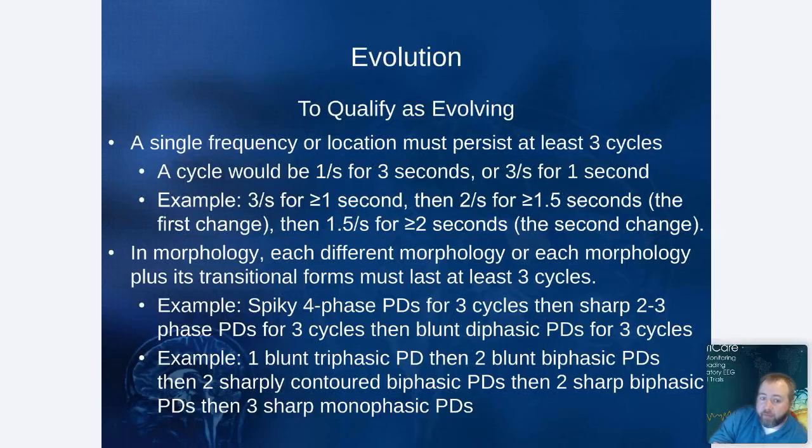To qualify as evolving, a single frequency or location must persist for at least 3 cycles. In morphology, each different morphology, or each morphology plus its transitional forms, must last at least 3 cycles. So spiky 4-phase periodic discharges for 3 cycles, then sharp 2 to 3-phase periodic discharges for 3 cycles, and then a blunt diphasic periodic discharge for 3 cycles.